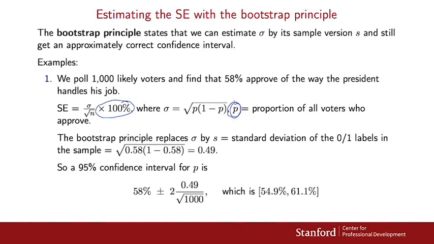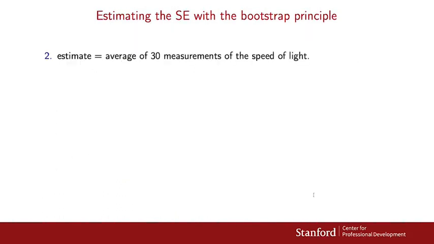So now we can write down our 95% confidence interval for p. The formula says we take the estimate in our sample, which is 58%, then we do plus minus z, and since we have a 95% confidence level, we take z equal to 2. And then we have the standard error, which has the formula given above, so we get 0.49 divided by square root sample size, and we can write this as an interval 54.9% to 61.1%. Now let's look at our second example, where we estimate the speed of light using the average of 30 measurements.